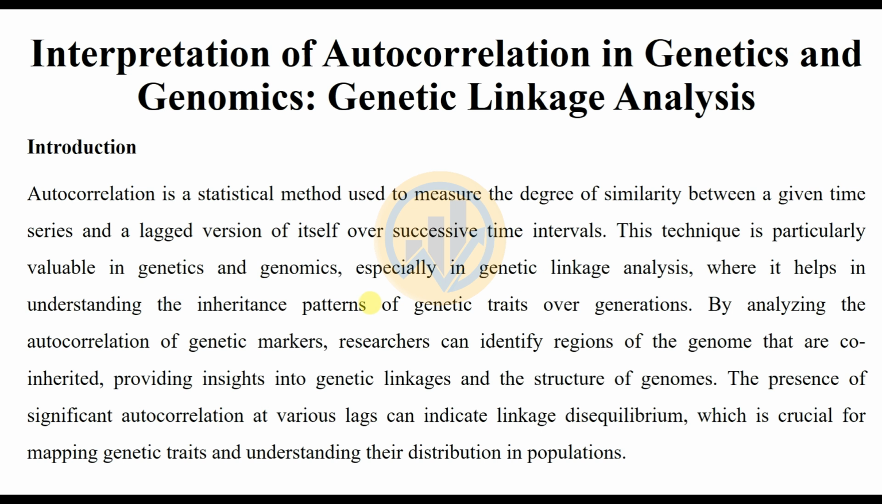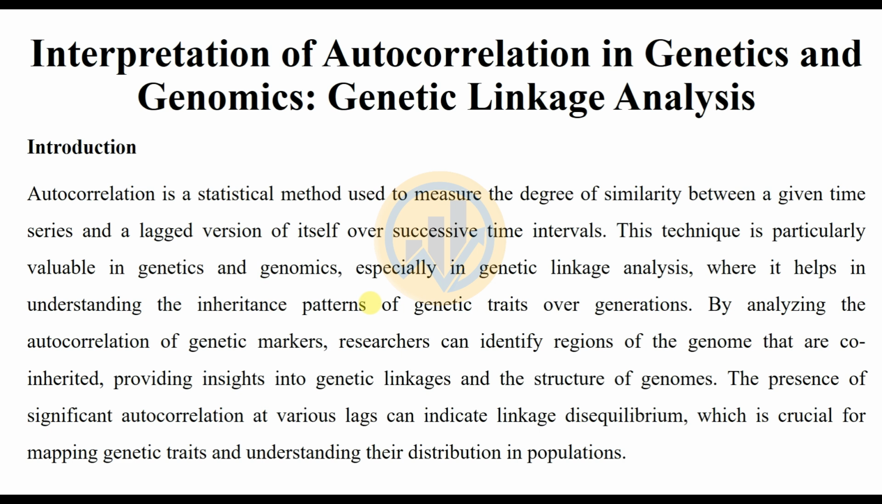Now we are discussing the topic: interpretation of autocorrelation in PAST statistical software, and how to analyze autocorrelation in PAST statistical software. The video is already published on our channel. This is the continuation section on the interpretation of autocorrelation, using a dataset in genetics and genomics, genetic linkage data analysis, in PAST statistical software.